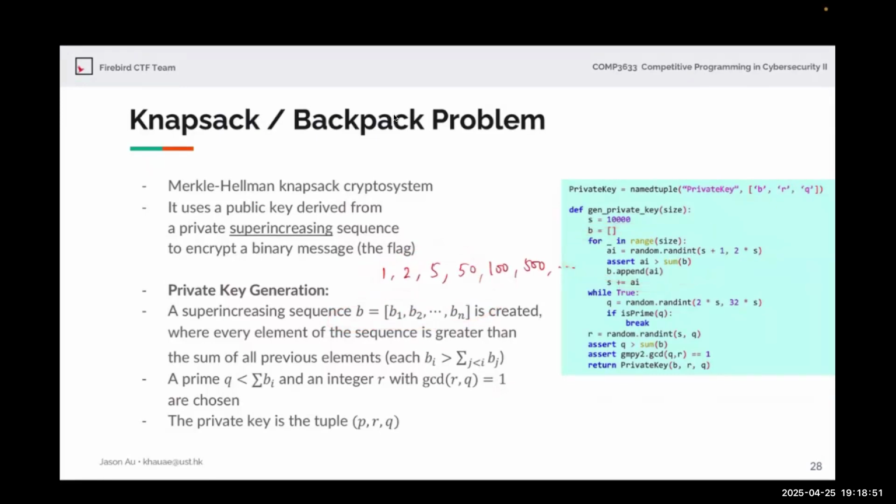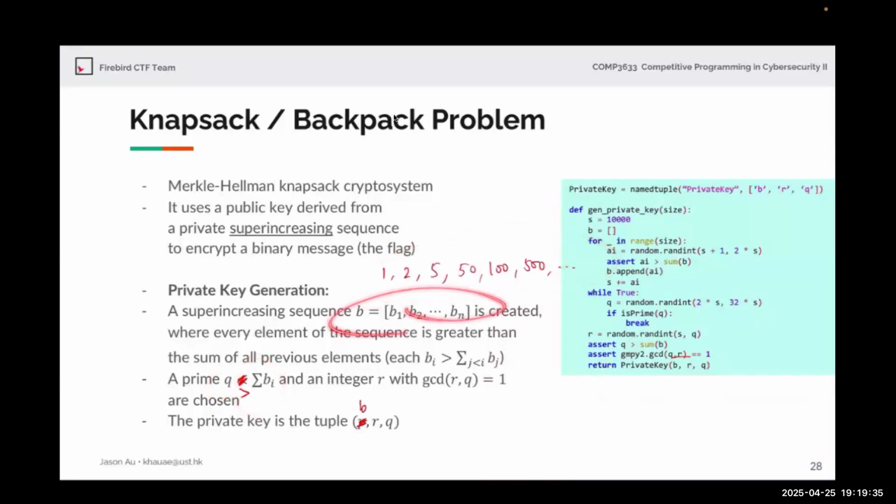Okay, and then we also have a prime Q, which is greater than the sum of the super increasing sequence. Sorry, I also made a typo here. This one should be greater. Yeah, this one is greater. Actually, I made two typos in this slide. This one should be B, not P, because this is BRQ. Okay, so we have a prime number Q, which is greater than the sum of this super increasing sequence.